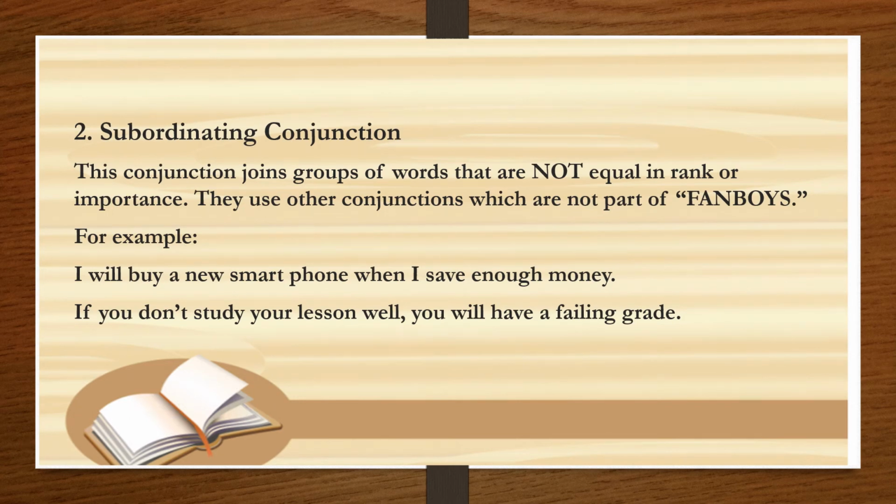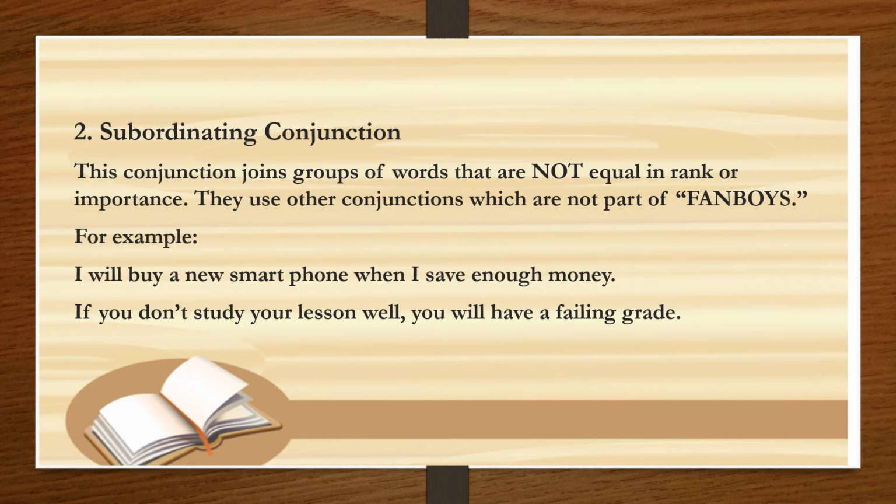Let's move on now to subordinating conjunction. This conjunction joins groups of words that are not equal in rank or importance. They use other conjunctions which are not part of FANBOYS. For example, I will buy a new smartphone when I save enough money. Another example, if you don't study your lesson well, you will have a failing grade.